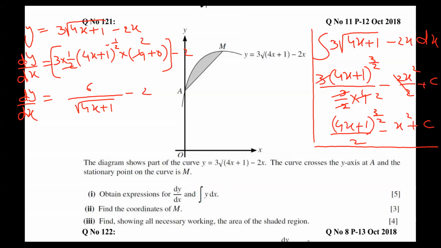Now 5 marks gained up till now. Part number 2 is asking for the m coordinate. So the m coordinate is where the derivative equals 0. Let's see how we can find it. The derivative is here, so we have to put the derivative equal to 0 for the stationary coordinates. So when I put the derivative 0 here, the rest is algebra. So let's see how we can do the rest of the algebra.